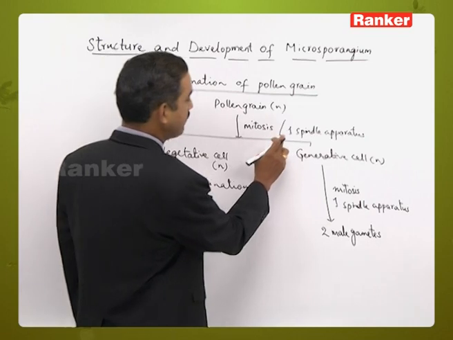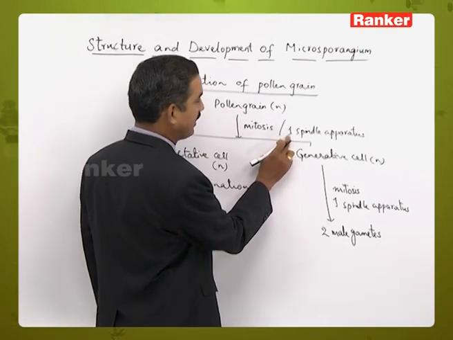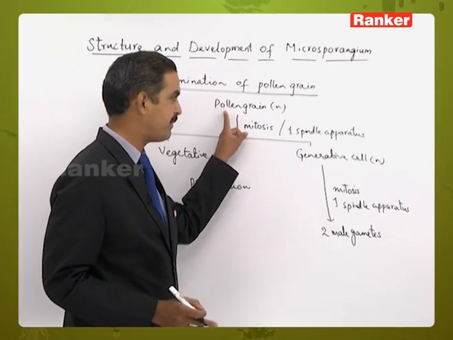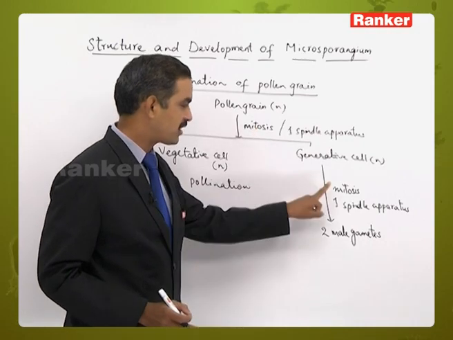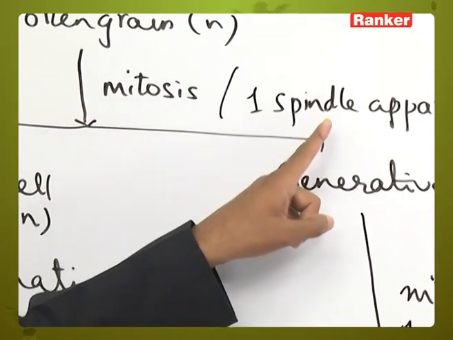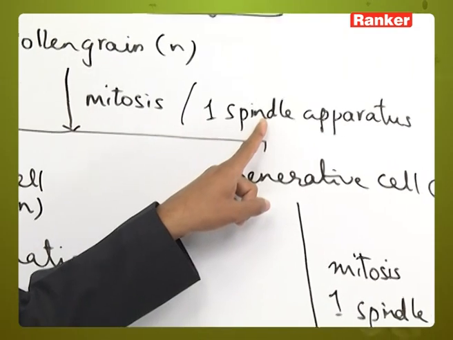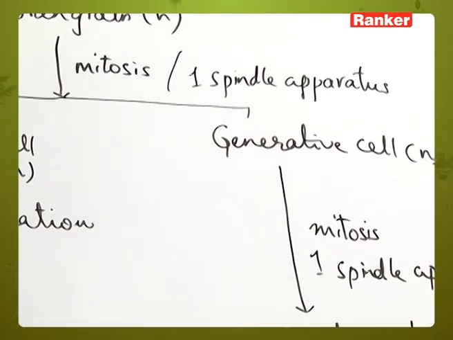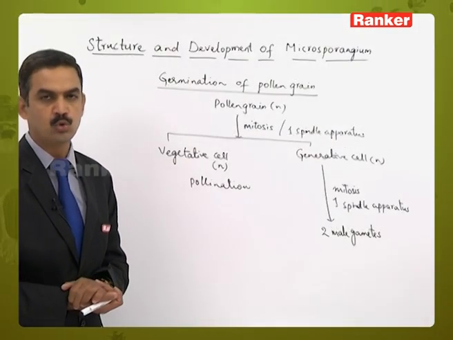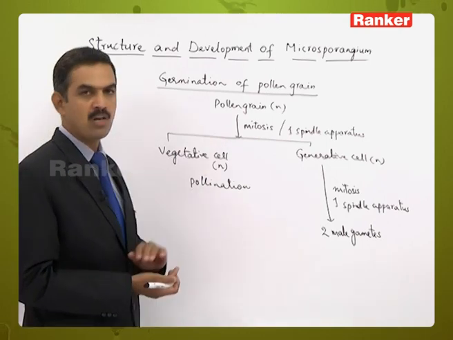And how many spindle apparatus are formed? To get 2 male gametes from one pollen grain, 2 mitoses are taking place. Each mitosis will result in the formation of one spindle apparatus, so that 2 spindle apparatus are formed to produce 2 male gametes from one pollen grain.